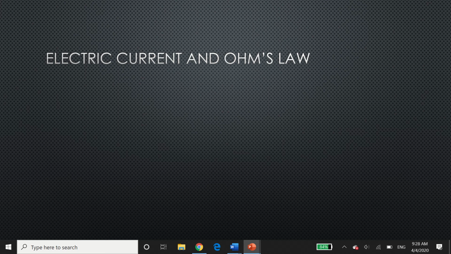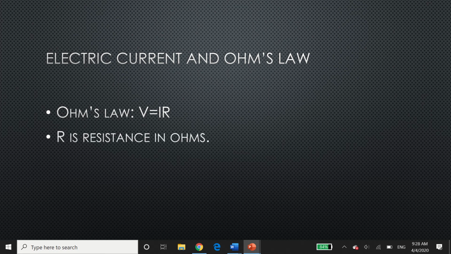Cool, so now let's take a look at how electric current relates to Ohm's law. Ohm's law, if you remember, is that the voltage is equal to the current, I, times our resistance. And remember, our resistance is going to be in ohms. Ohm's law is very helpful because it helps us understand the relation between current, voltage, and resistance. If our resistance is constant and our current increases, then our voltage by default also has to increase.